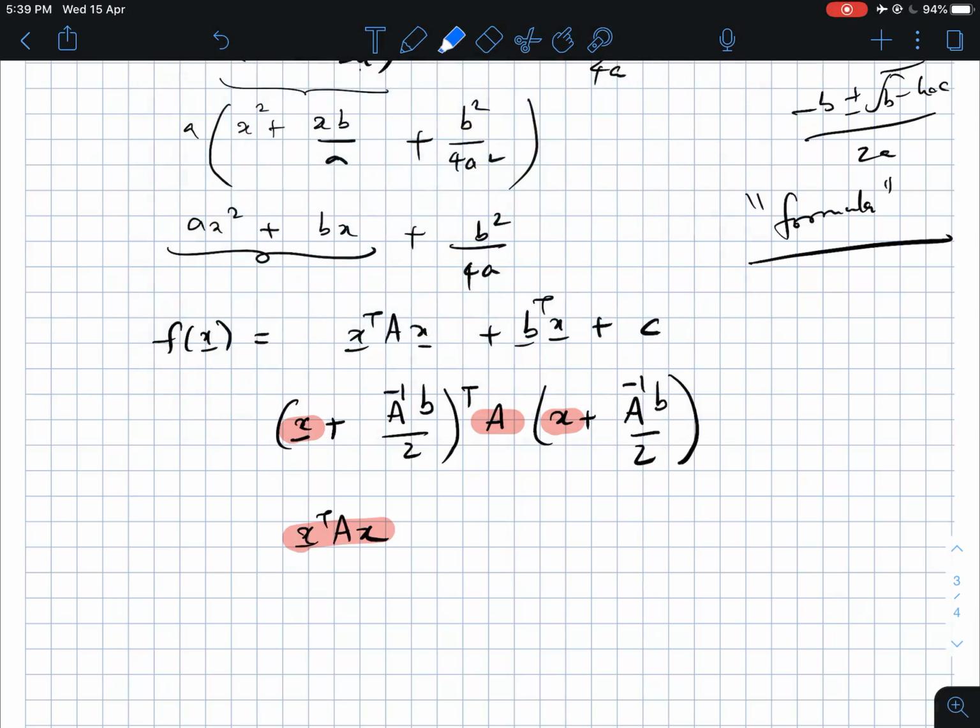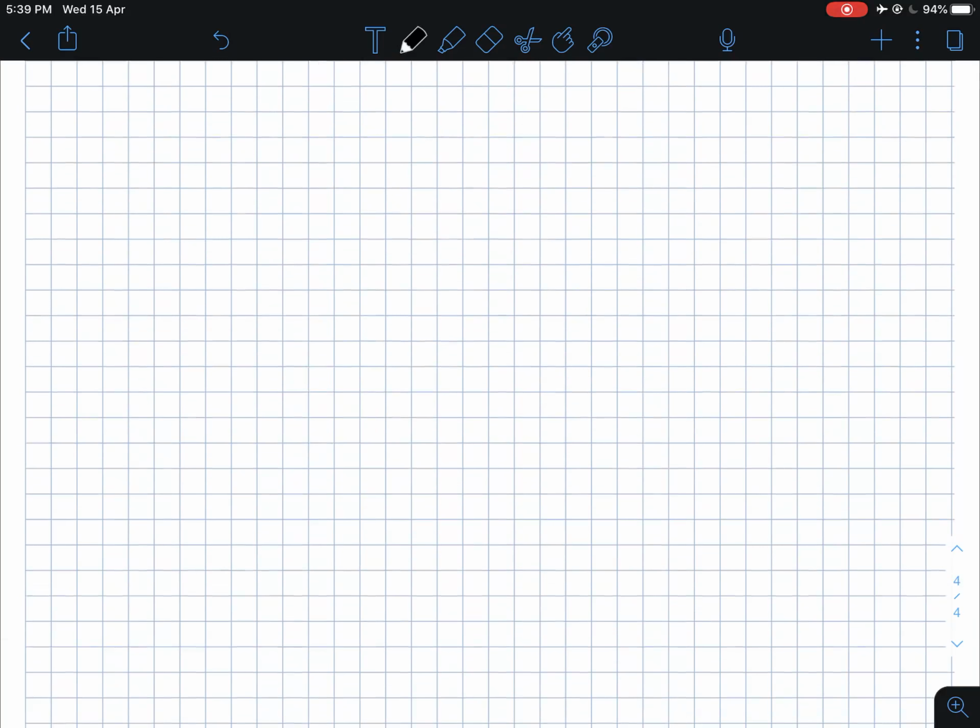So what about these three terms? These two terms, this one. That's going to give me, so if you take the transpose of this expression here, you get b transpose A inverse transpose. A inverse transpose is just A inverse, because A is symmetric here, A inverse is also going to be symmetric. Is this clear to everybody, by the way? If A is symmetric, why is A inverse symmetric?